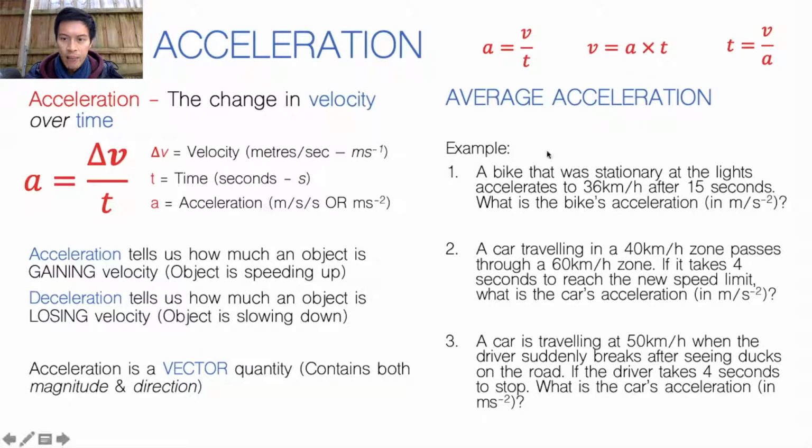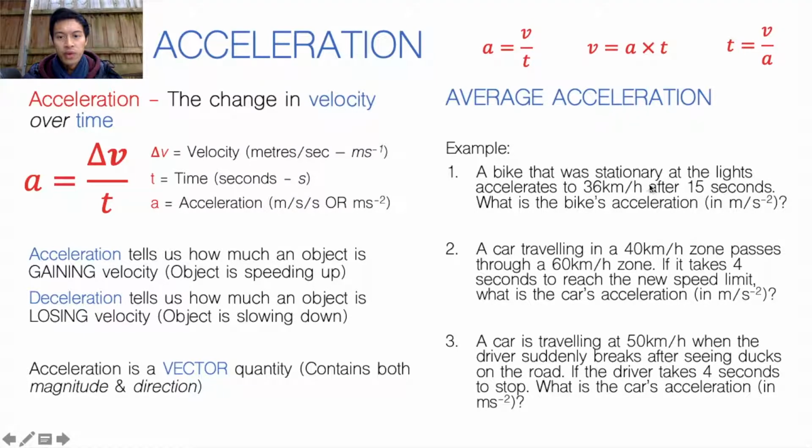In this example, the bike was stationary, and that gives us a really important clue. If you ever hear a question saying that the object is at rest or stationary, it means that the starting speed was 0 kilometers per hour, so the object was not moving at the start, and then the change in velocity is 36 kilometers per hour.